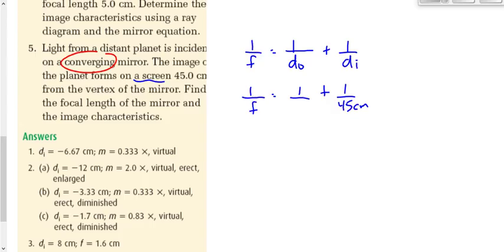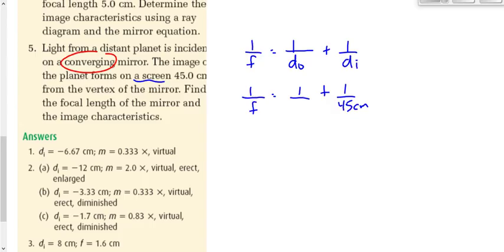What's 1 over 1? 1. What's 1 over 2? 0.5. What's 1 over 10? 0.1. So the bigger the denominator becomes, the smaller the number becomes. What's 1 over 1,000? 0.001, right? And the planet is much, much further than 1,000 centimeters away, right?